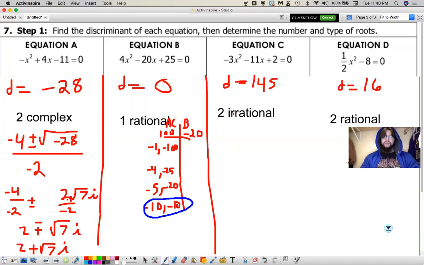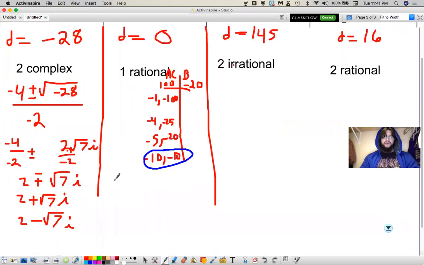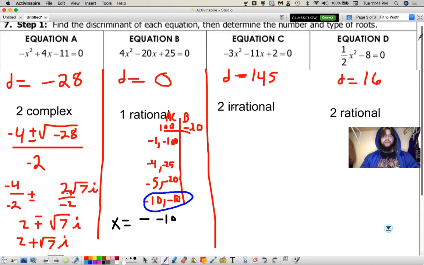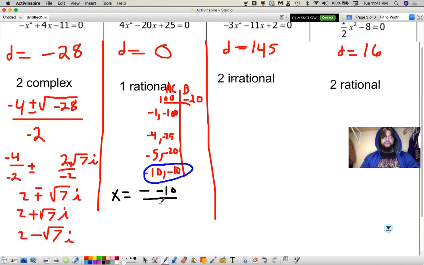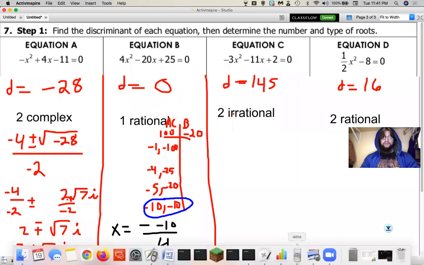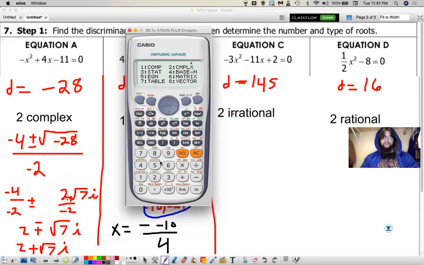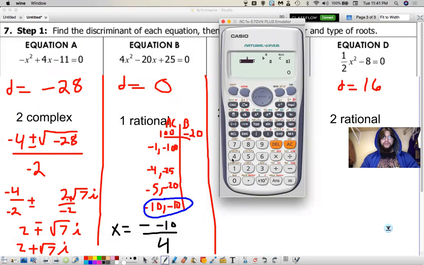Remember, your roots are just x equals negative of your factors. Oh, hey, wait, it's the same thing, so I'm only going to write it once, over A. And simplify. Positive 5/2. We can check that using our calculator.